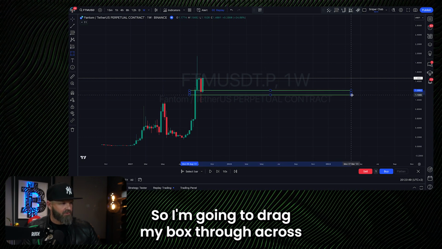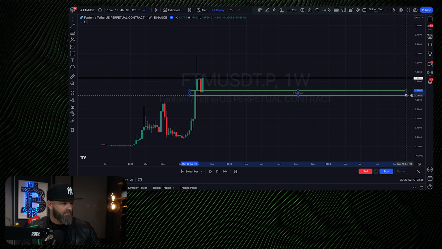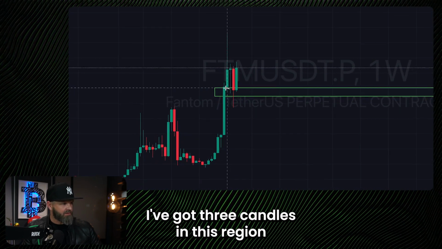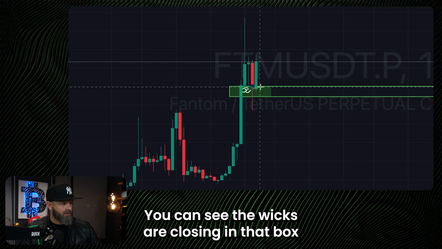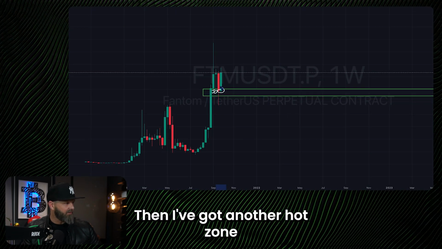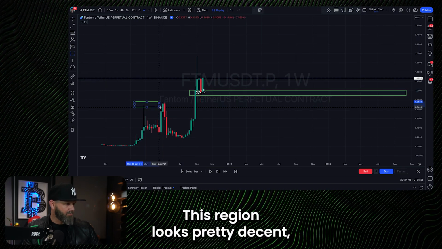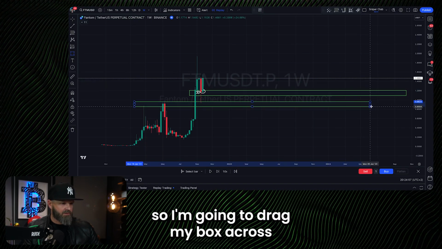So I'm going to drag my box across. We can see why this is a zone of interest. I've got 3 candles in this region. You can see the wicks are closing in that box. Then I've got another hot zone. This region looks pretty decent, so I'm going to drag my box across.